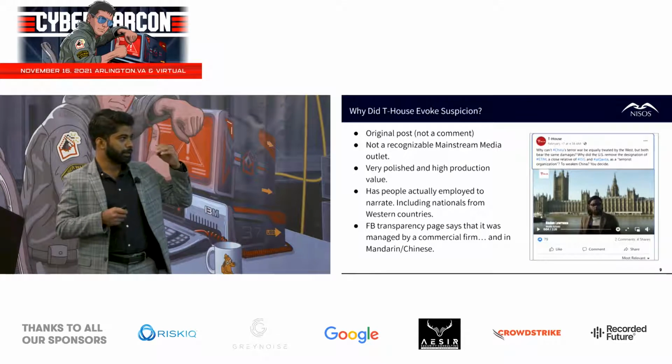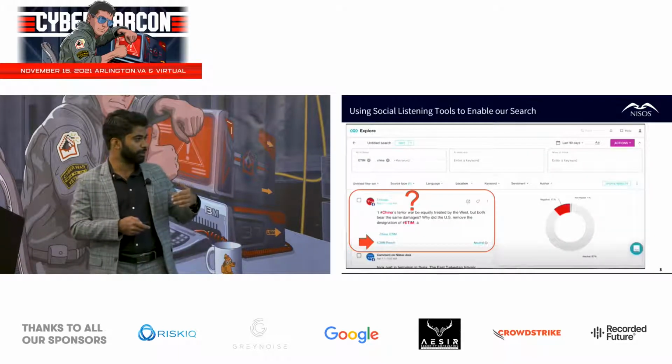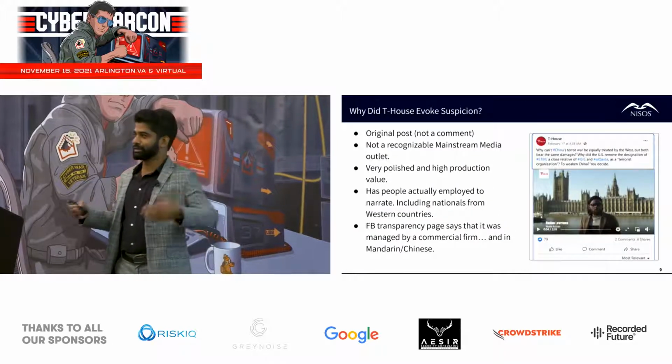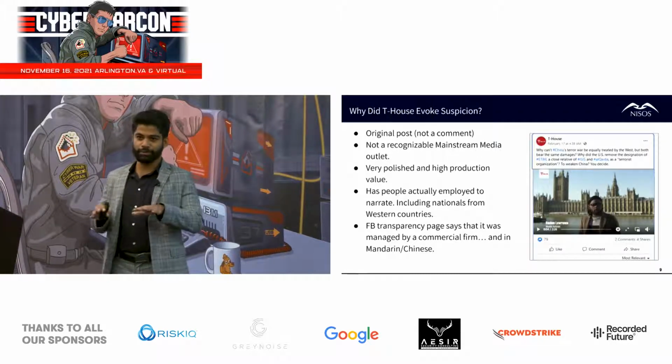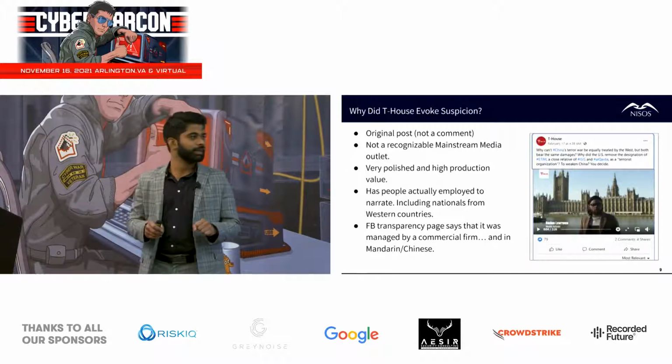And another strange thing is Tea House, like we had seen in the previous slide, had 4.4 million likes, and the post only has 79 likes. And I don't know about you guys, but I've got like 400 Instagram followers, and I get more likes on my post than this Facebook page, so that's kind of suspicious.